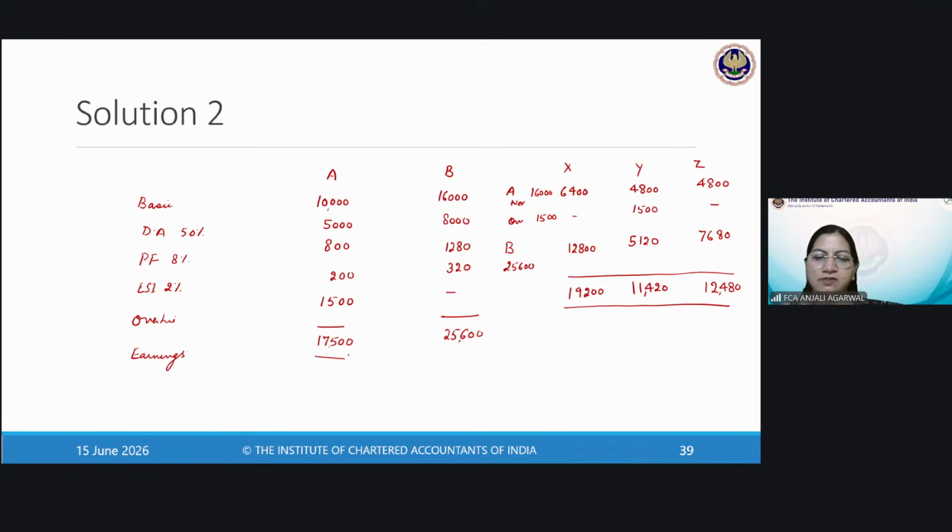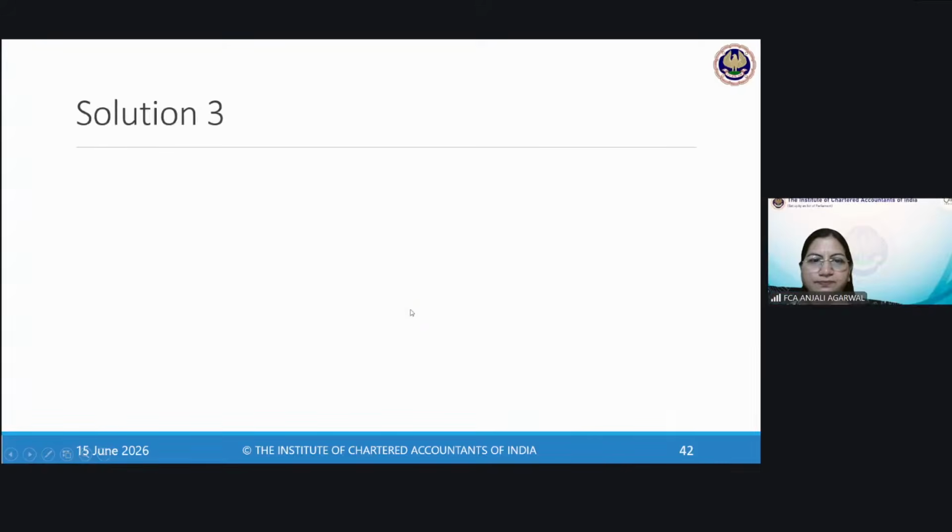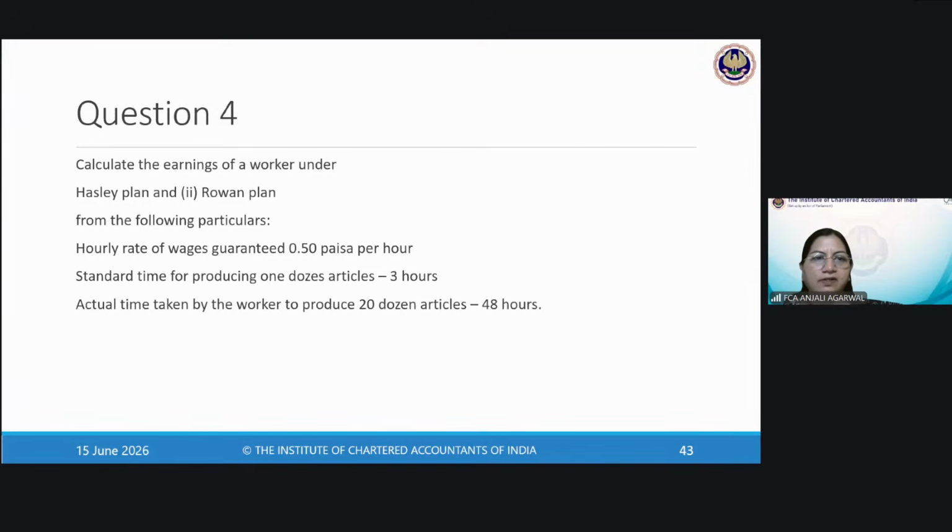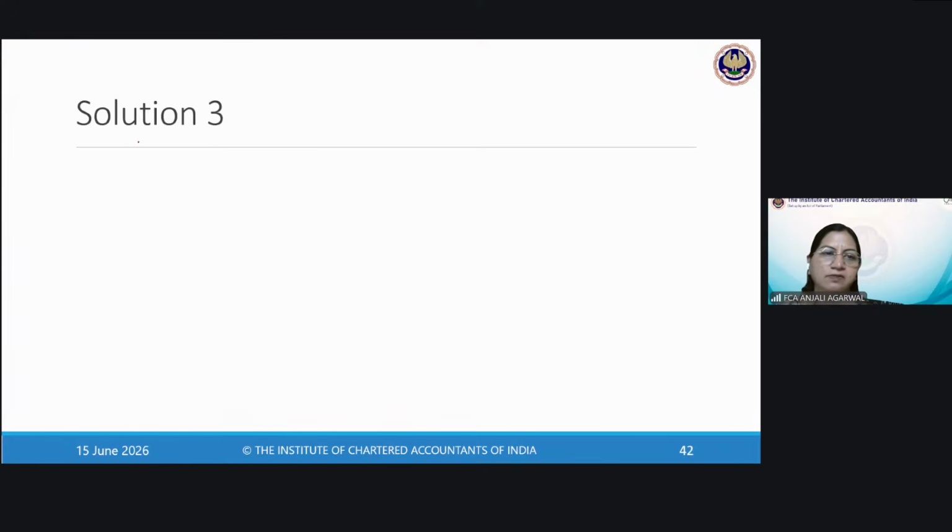So we've calculated the earnings of worker A and B as well as the cost of jobs X, Y, Z on which the workers A and B have allocated their efforts. Next is how the workers should be rewarded. Okay, so when we talk about rewarding the workers, there are two methods broadly. One is time-based payment. And the second is piece rate.